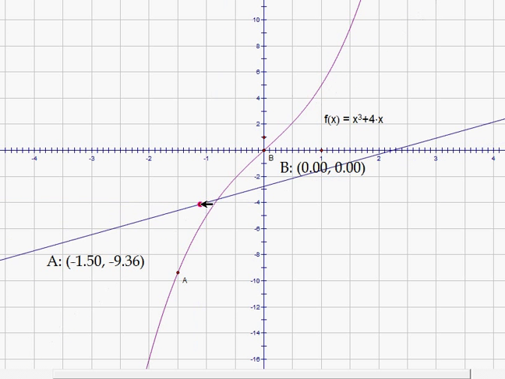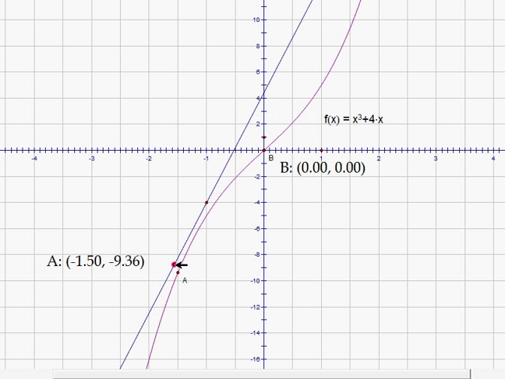And then the second tangent line is down here. I'll do my best to put it on top of the other one. And you'll notice it goes through -1, -4, and it's tangent to the curve down here at -1.5. I think this is like -9.375. This is the closest I could get it to it.